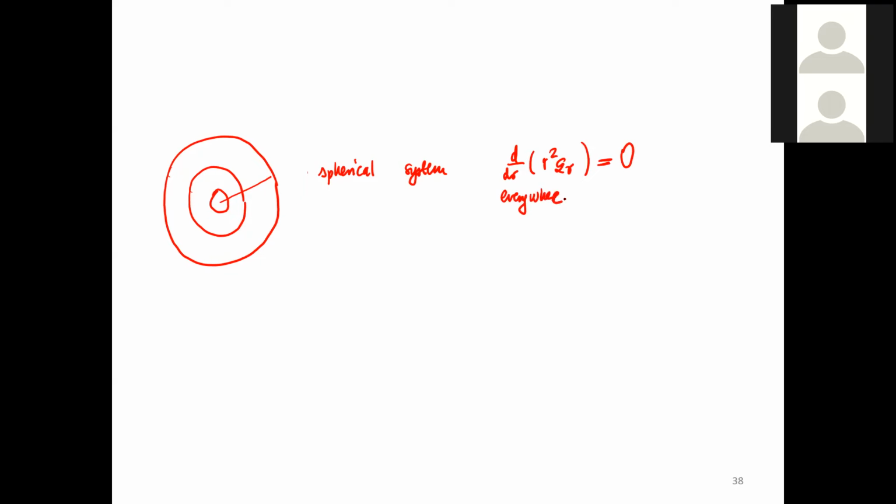Can you briefly explain where you're getting the r squared? Because I did my shell balance and I got r q_r. Area depends on r squared, in the spherical system, right? So you're a piece of a little sphere, and you're going from r to r plus delta r, right? This area at r is part of the surface of a sphere.